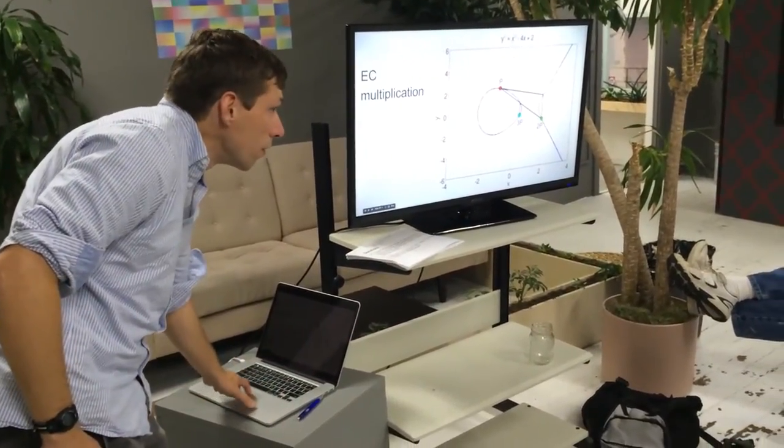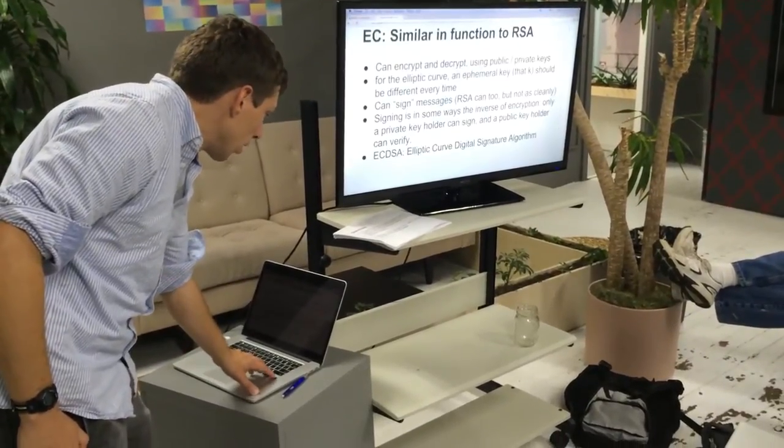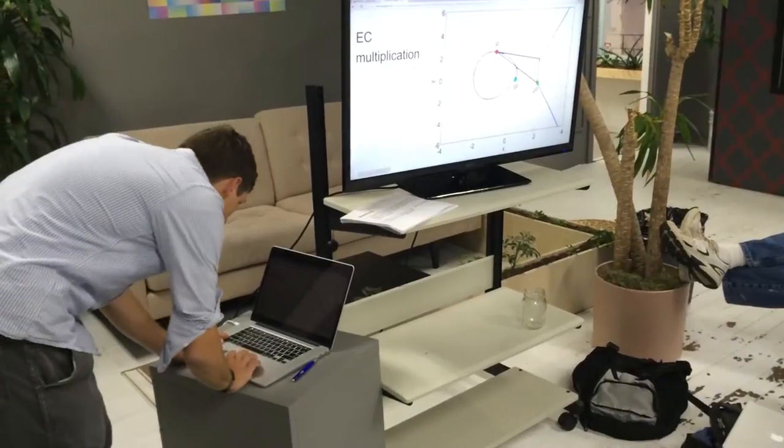The motivation being you want a deterministic way of deriving a private key and a public key. Or deriving a public key, just not a private key.